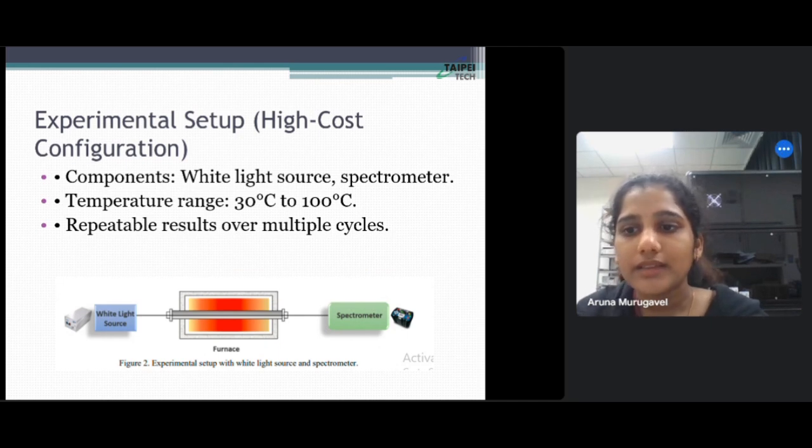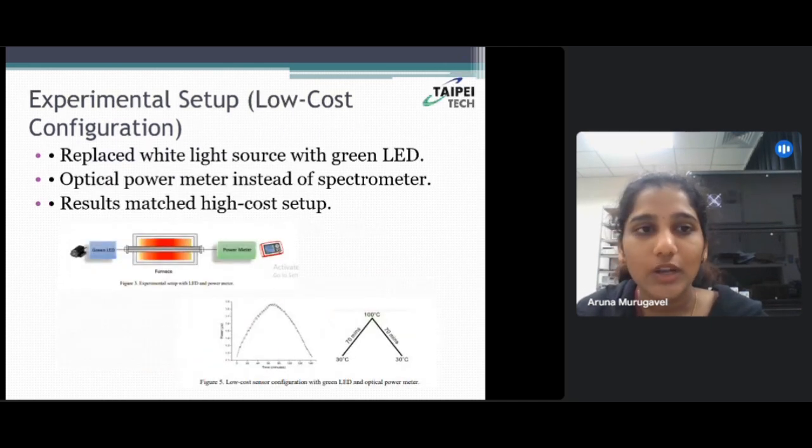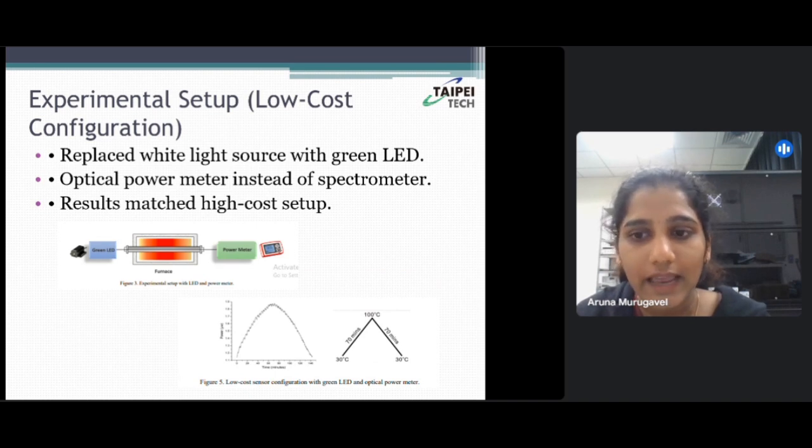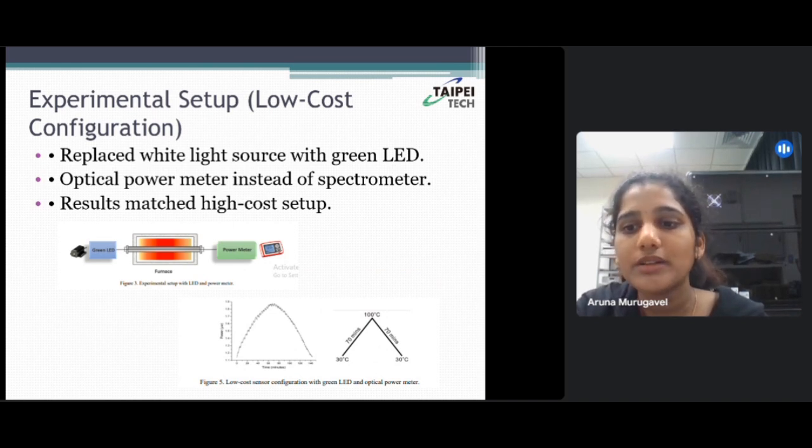Then the experimental setup was built using a low-cost configuration to overcome the cost challenges. A low-cost configuration was developed. Here, the white light source is replaced by a green LED, and the spectrometer is substituted with an optical power meter. Despite these changes, the setup delivers comparable accuracy, making it a valuable solution for large-scale applications too.